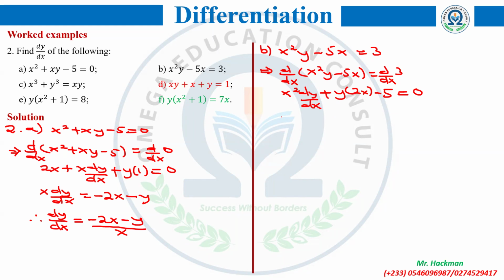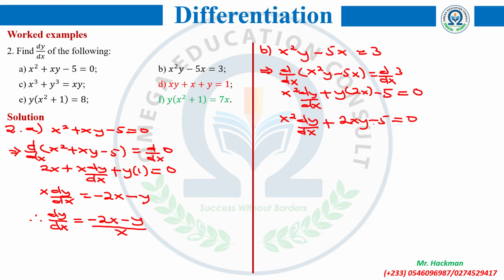Let me remove the brackets here. Those who wouldn't be able to follow, indirectly I've told you that you can skip that. You can combine the two. So this will give us 2xy. Do you agree?